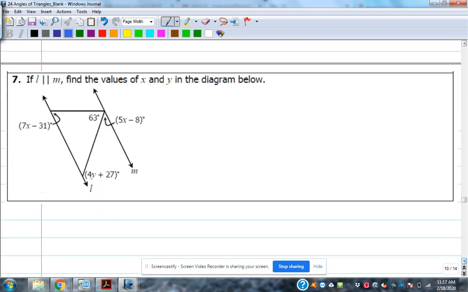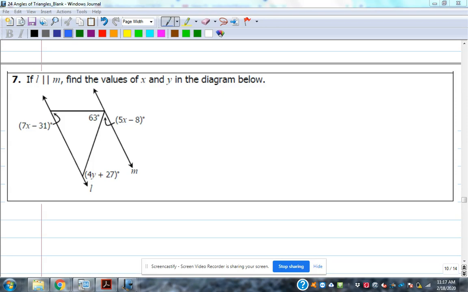Because it's got the parallel lines in it, we tend to get a little sidetracked sometimes when we get the parallel lines. We forget what we can do and what we can't do. So it says line L is parallel to line M. So that opens up all this stuff with parallel lines that we studied last year. So if that's happening, they want us to find the measure of x and y out of this problem.